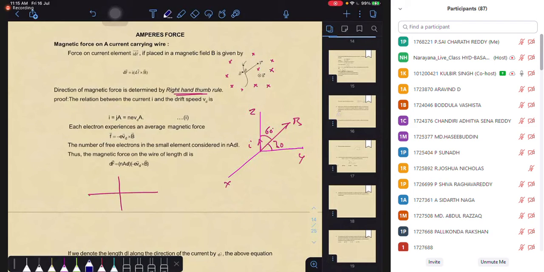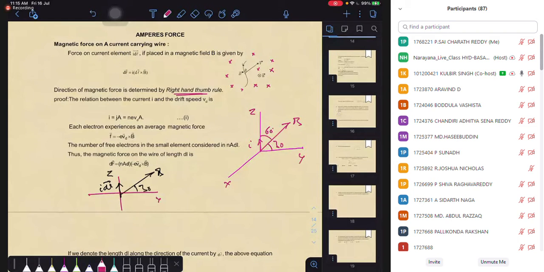So in this plane, I have a current in the direction of my Z axis, or current element, you can say Z axis, and I'm going to have a B. B is going to be in this plane. So the magnetic field lies in the YZ plane. So where is my x-axis? If you think of the x-axis, it is going to be in your outward direction.